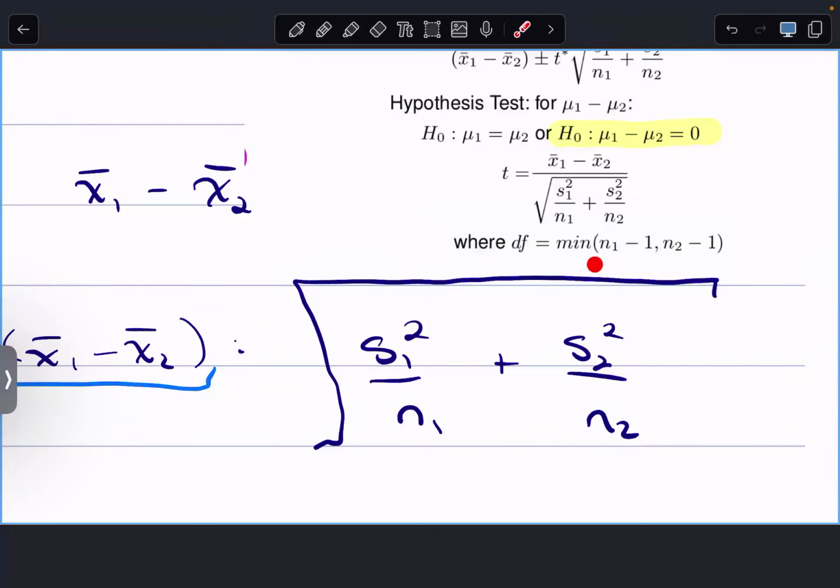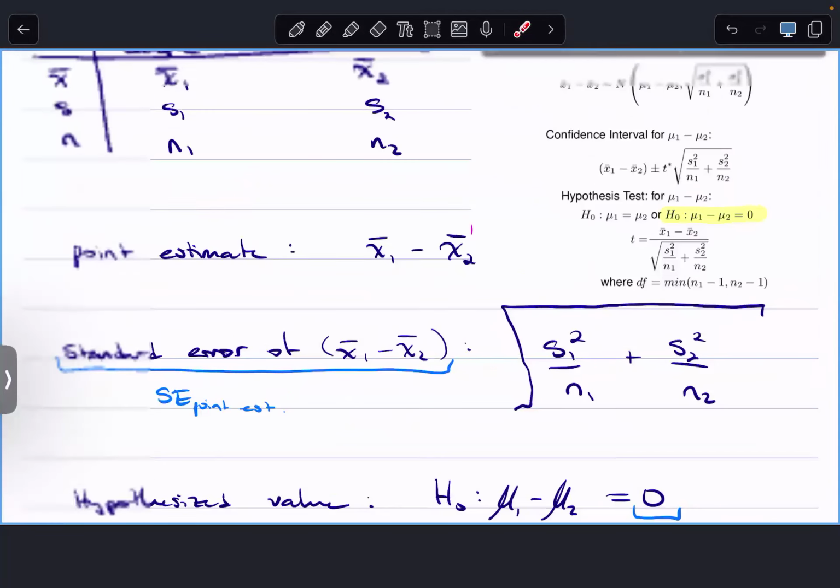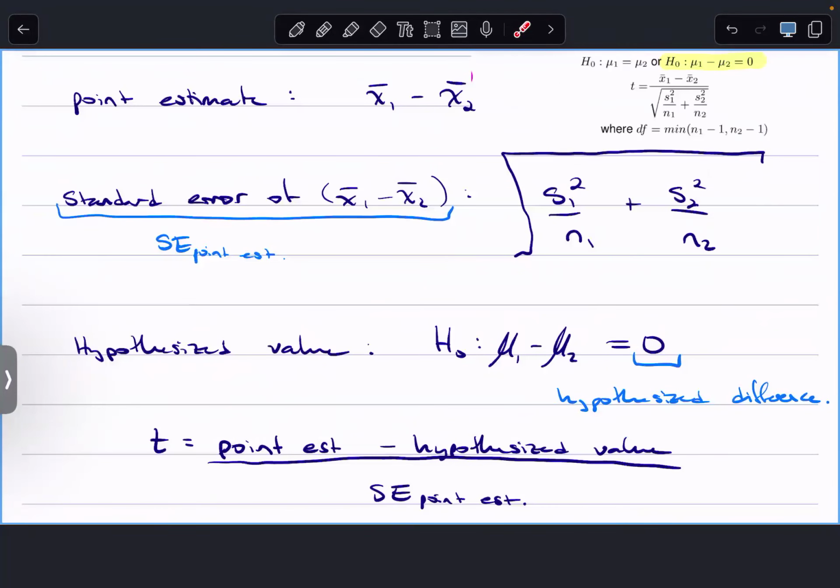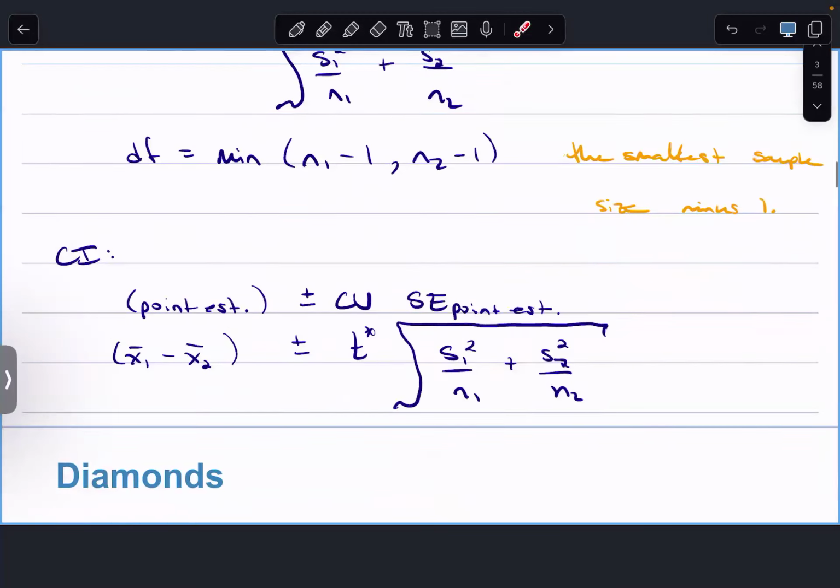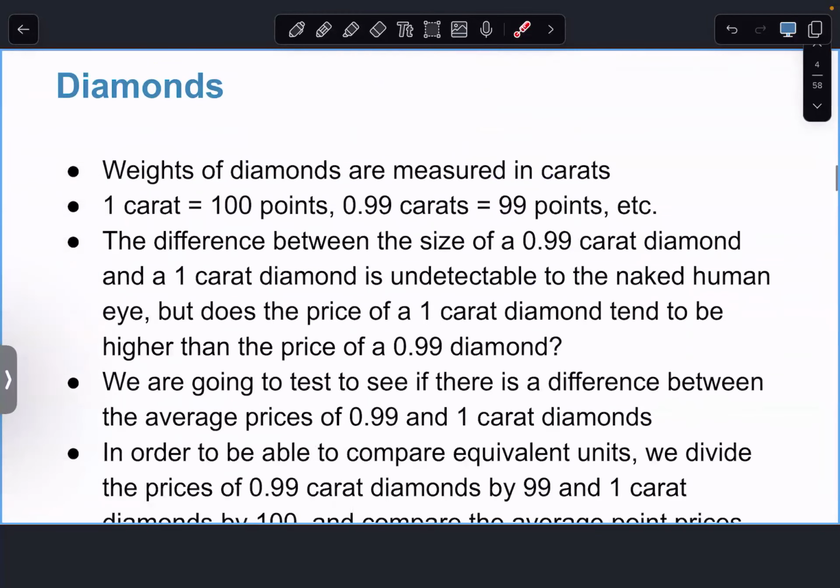and the degrees of freedom. Just like that, we're ready for an example. Well, any questions? I'm telling you, we're ready for an example, whether you like it or not. So we're going to work with this diamonds data set.